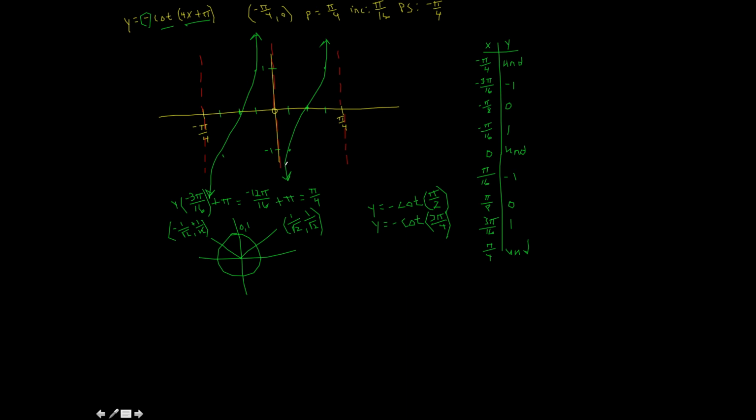So hopefully that helps you understand cotangent. Next is cosecant and secant.